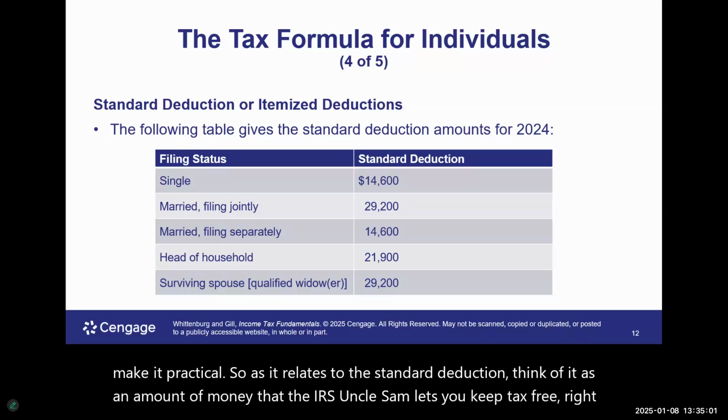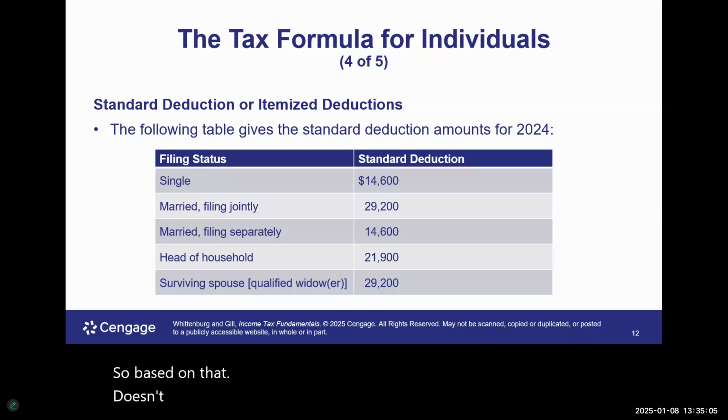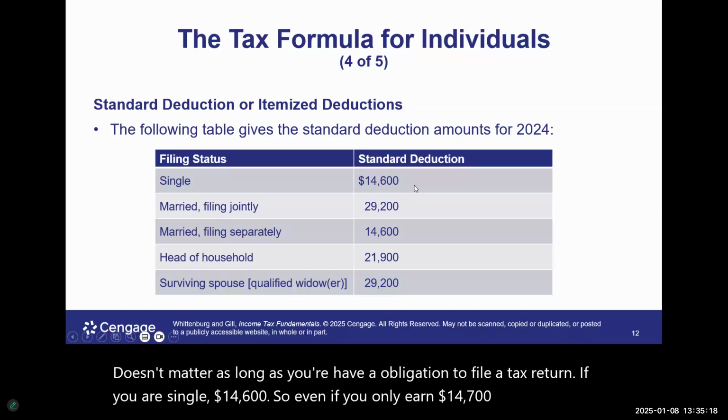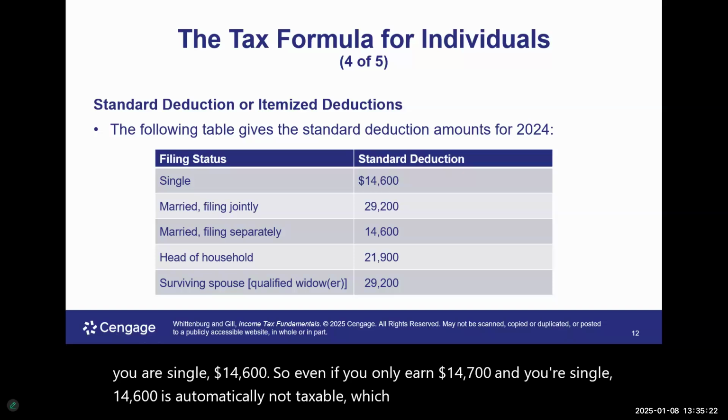So based on that, it doesn't matter, as long as you have an obligation to file a tax return. If you are single, $14,600. So even if you only earn $14,700 and you're single, $14,600 is automatically not taxable, which means your taxable income is only $100.